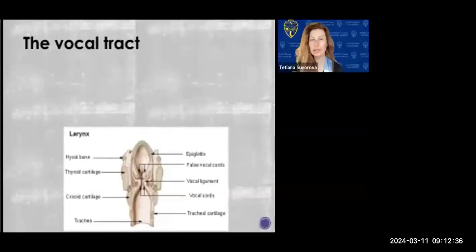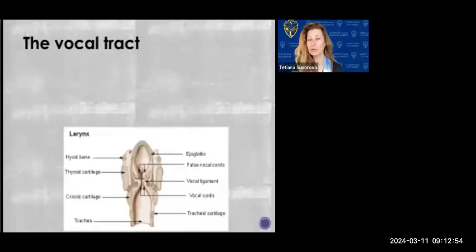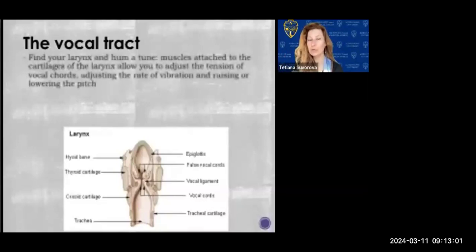Well, so next it is the larynx, and here it is. You can see that, just a moment. If you find your larynx and hum a tune, you can feel the muscles attached to the cartilage of the larynx, which allow you to produce vibration. When you adjust the tension of the vocal cords, you adjust the rate of vibration, raising or lowering the pitch. The faster the vibration, the higher the pitch of the voice.